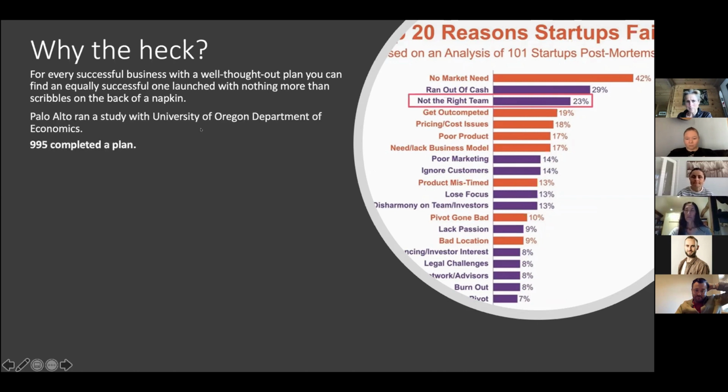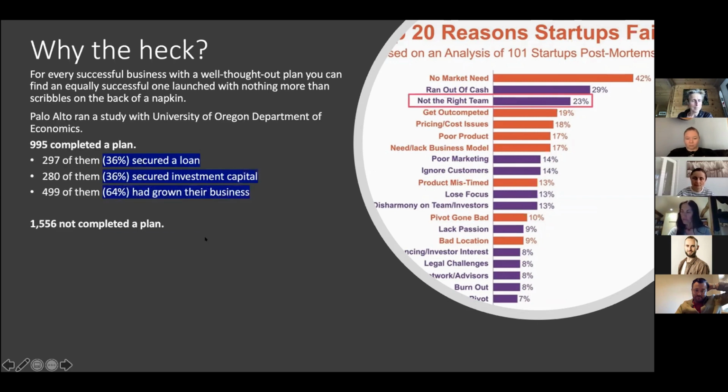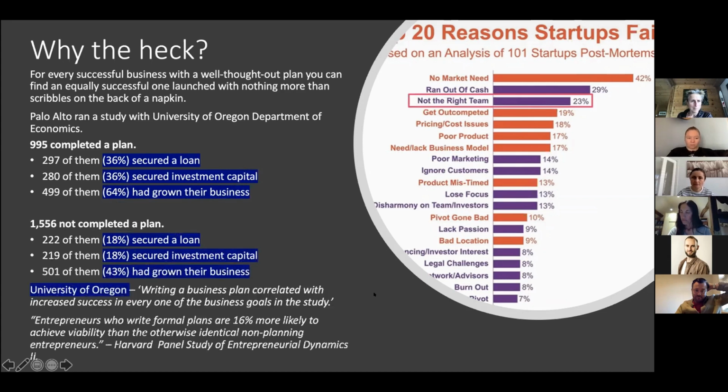If I then look at some hard facts around business plan success. Now, Palo Alto over in the States worked with the University of Oregon Department of Economics a couple of years ago and did some work. They looked at 2,500 startup businesses. They split almost half and half. About 1,000 had a plan, 1,500 didn't have a plan.